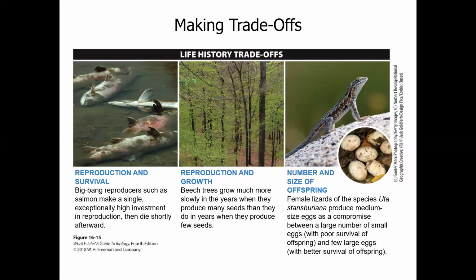They put all their eggs in the reproductive basket and hope that they can produce offspring that will survive, even if they don't. Second trade-off we have is with reproduction and growth. And this example we have with beech trees is that beech trees grow really, really slowly and take a really long time to get to maturity.